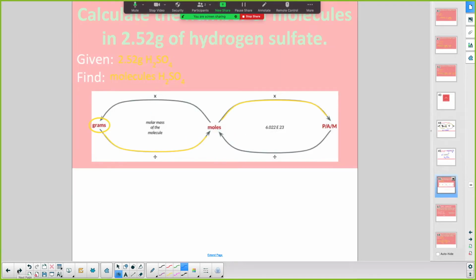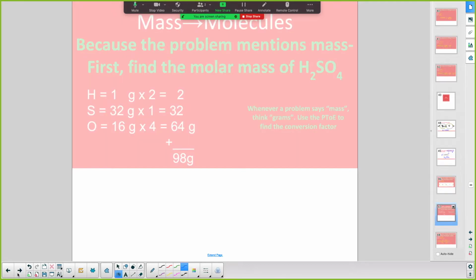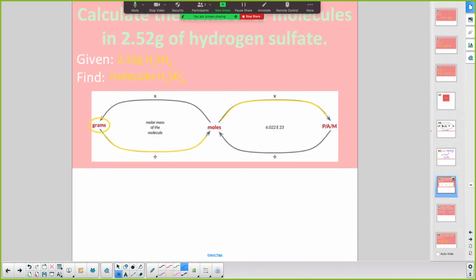So this is your given and your find. You've identified that, and here's the path we're going to take on your flow chart. We're going from grams. We need to divide by the molar mass to get to moles, and then I can convert moles to PAM. It's the same exact process as the other day, however now the steps are tailing onto each other.